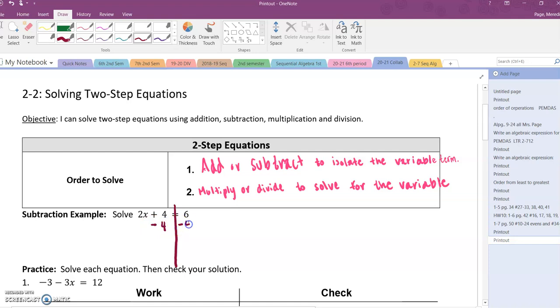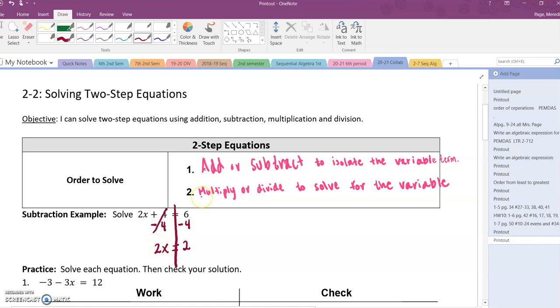You're going to be minusing 4 from both sides, because whatever you do to one side, you have to do to the other side to keep balanced. This positive 4, negative 4 cancels out. What I have left on the left side is 2x equals, and then 6 minus 4 is 2. So step 1 is done. We added or subtracted to isolate the variable term, so now that 2x is by itself.